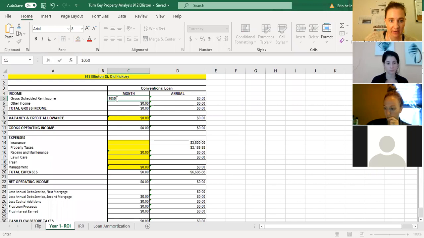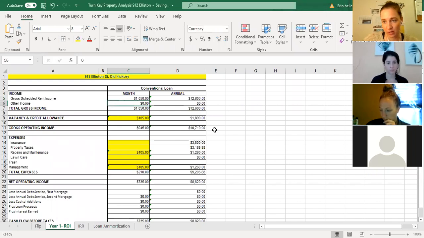So let's start with 1,050 up here. We know there's no other income. It's just a single family home. Our vacancy is going to be something that our property manager needs to give us, and this is what we can expect: what percentage of the time we think that our property will be vacant and for how long.